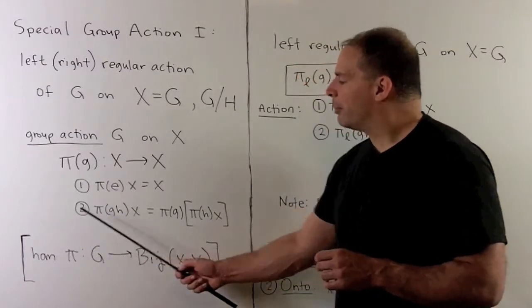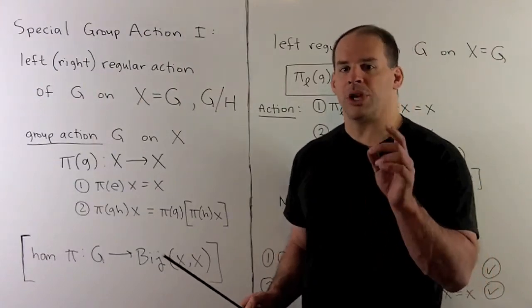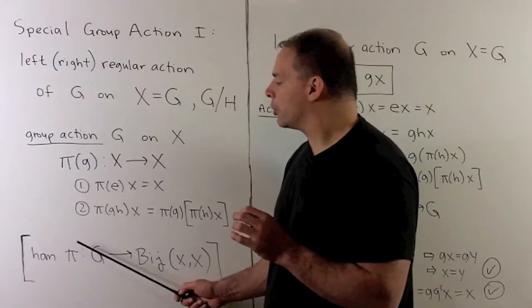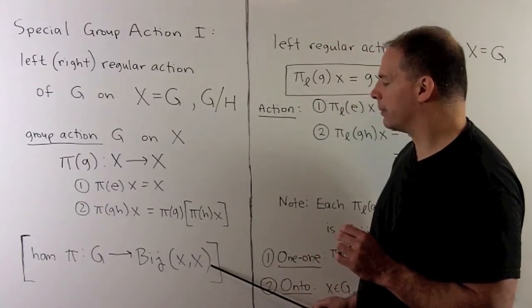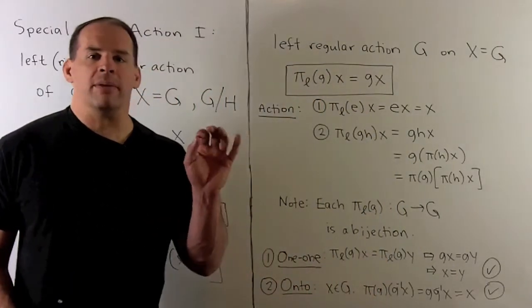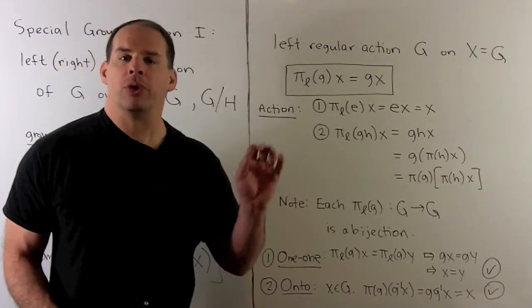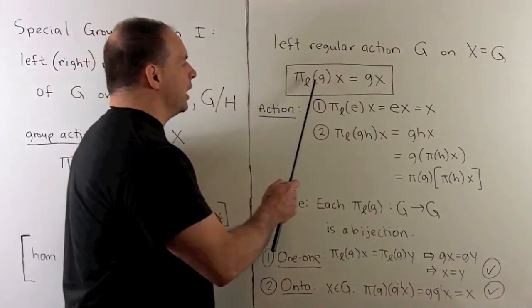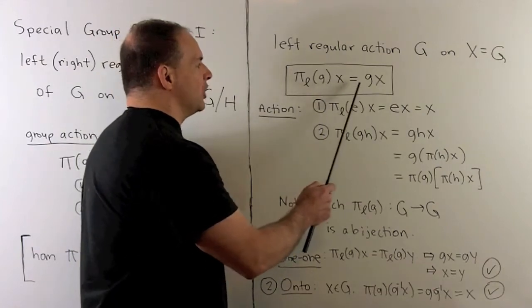Second statement says pi is going to respect the group multiplication. We saw last time, another way to say this is that we have a homomorphism pi going from the group into the group of bijections from X to itself. Now, for what we have in mind here, we'll call this the left regular action of G on the group itself. So the way we define this, pi of g on x, here x is also an element of the group, is just given by taking g times x.